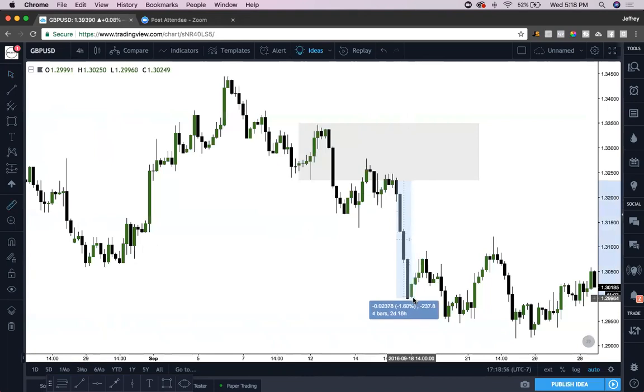We have 237 pips. So you can see, basing your trade setups off a higher time frame, once you base this off a higher time frame, then the moves that you get are a lot bigger. So does that explain both bullish and bearish order blocks for you, Chris?